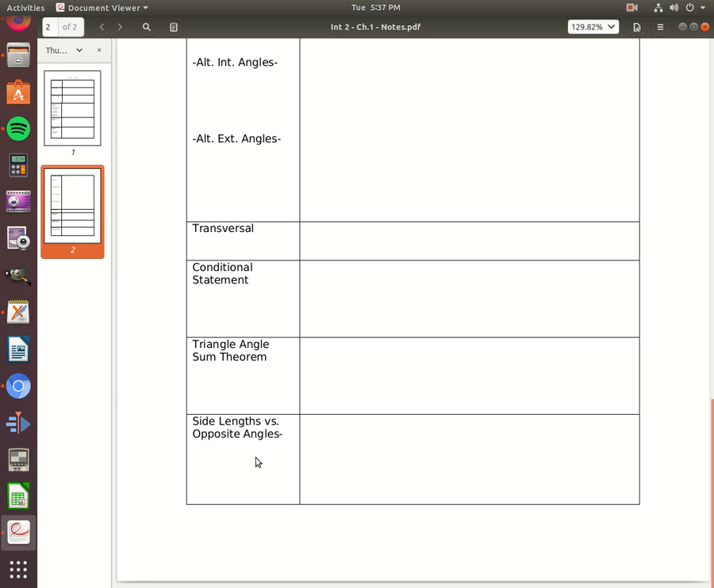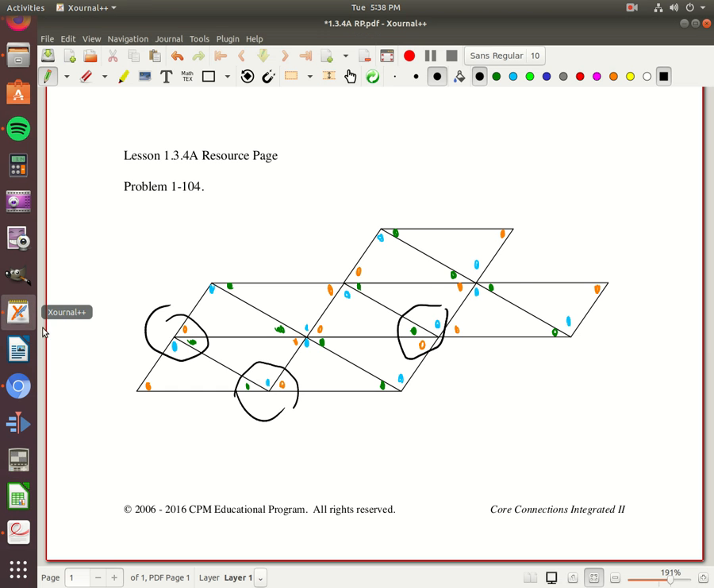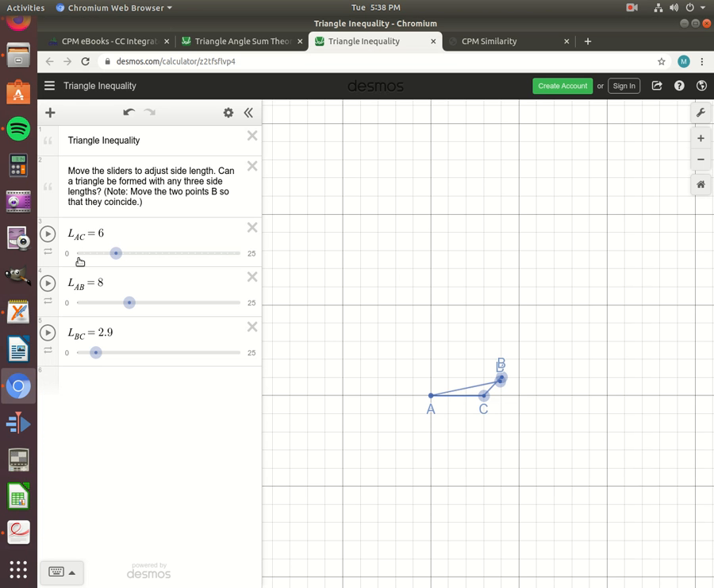Actually, I guess I don't even have a spot for it, which I should. That's kind of a bummer. But what we do here, maybe I need to change that. I don't know. We'll see.